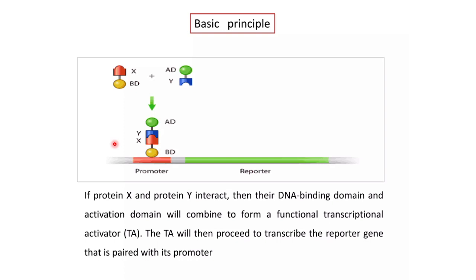So, what is the basic principle of this yeast two-hybrid screening method? It is that if you have proteins X and Y that interact, then the DNA binding domain and the activation domain will combine to form a functional transcriptional activator, and the transcriptional activator will then proceed to transcribe the reporter gene that is paired to its promoter.